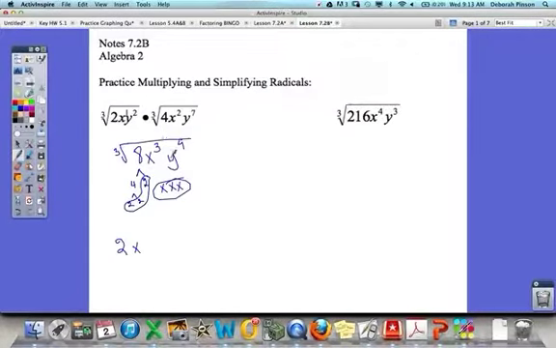And 3 goes into 9 3 times. Now I'm not going to write it out, but if I were to write out 9 y's, I would have 3 groups of 3. Now, same as yesterday, we're going to assume all our variables are positive, so you don't have to worry about absolute value.